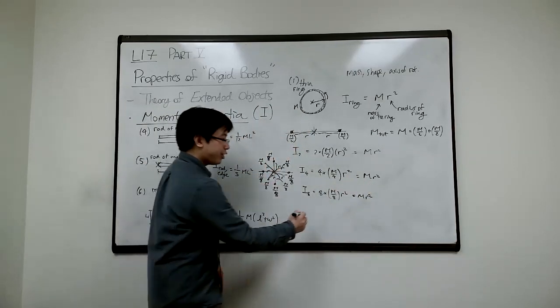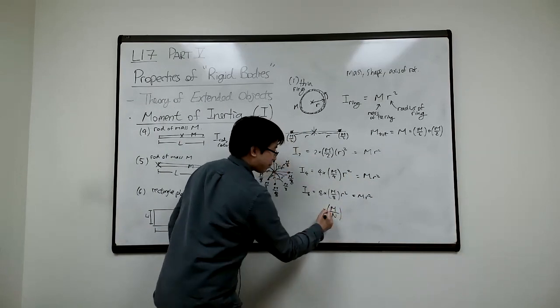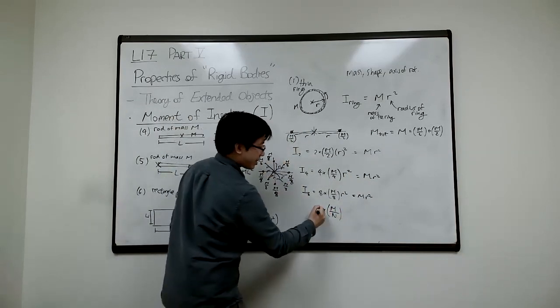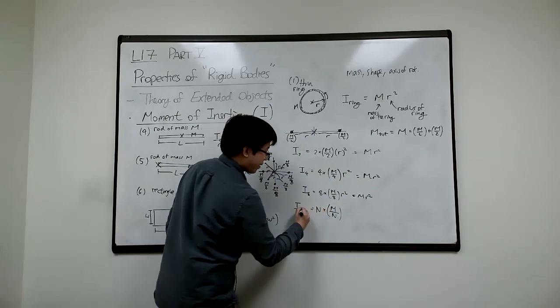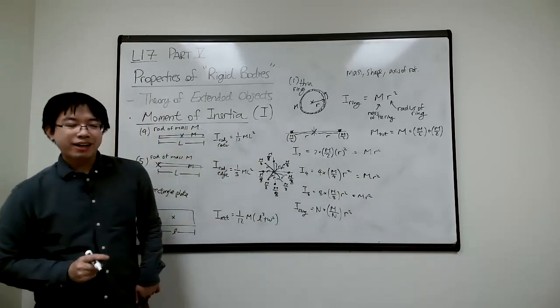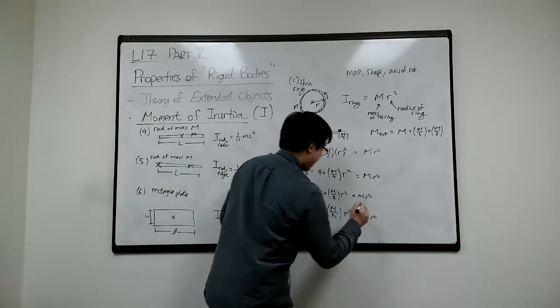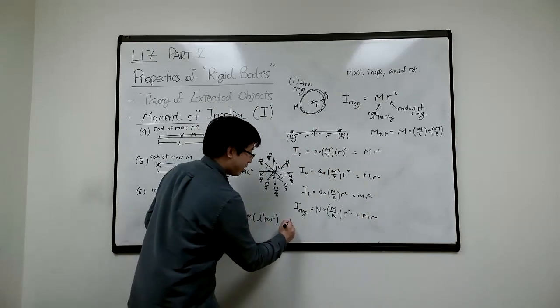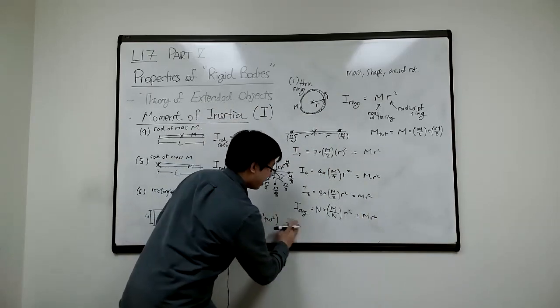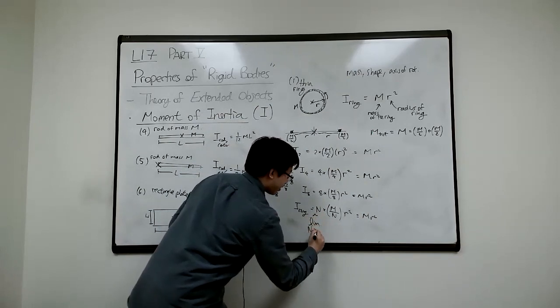So now I can chop it into N pieces and multiply by N of those. That will give me a ring if they are all distance r from the center. So the answer is just m r squared. Technically, a ring is when I take the limit, so here I should insert the limit as capital N goes to infinity.